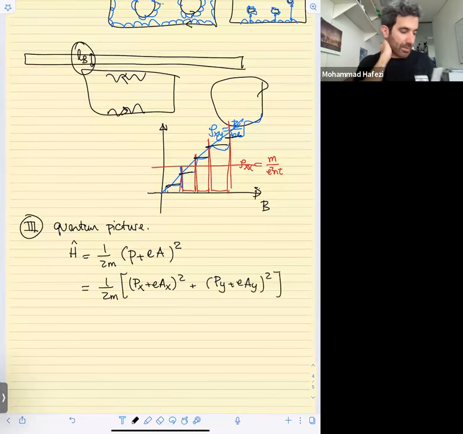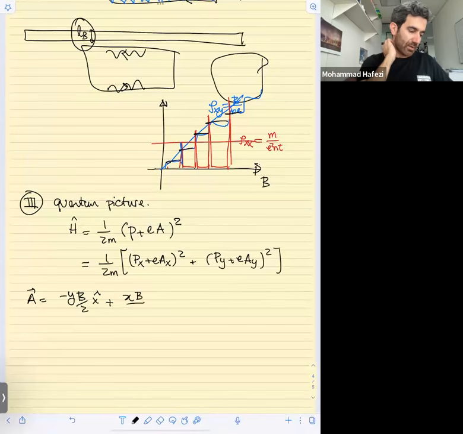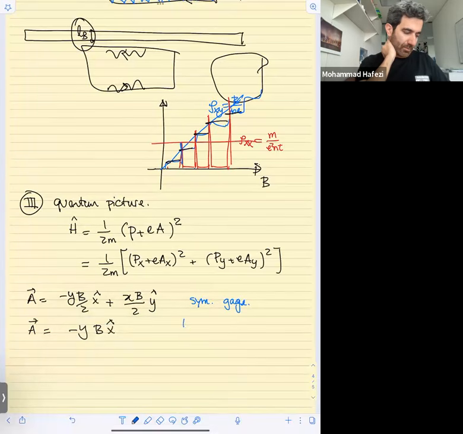Right? Now A, in order to describe a uniform magnetic field in the z direction, can take many forms because it's a gauge field. So I can write many different forms of A that give me the same magnetic field. Either I can have equal weight both in the x and y direction, which is usually called the symmetric gauge, or I can put all of it in one direction, X, and that is called the Landau gauge.